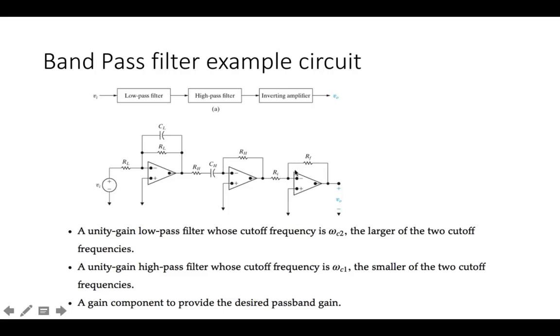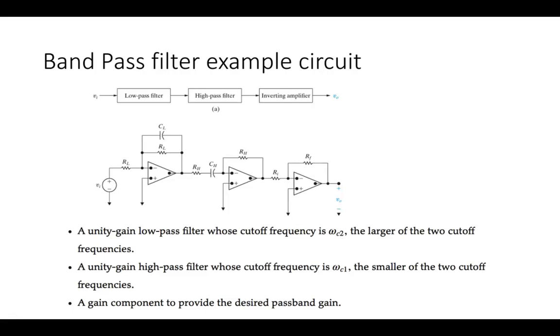This could be 1. You don't necessarily even need this stage if you don't want to change the gain above or different from 1. So we have this first stage, which is a low pass filter. The cutoff again would be 1 over RC, where we have RL and CL. So you need a unity gain low pass filter, and the low pass filter is going to actually form the upper cutoff frequency omega C2. So this is a little counterintuitive.